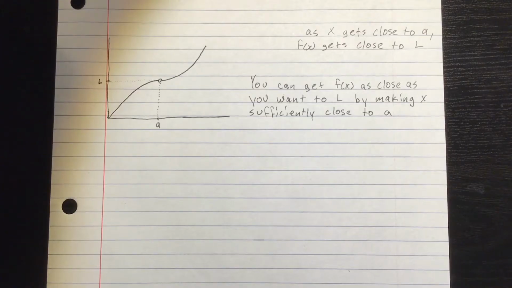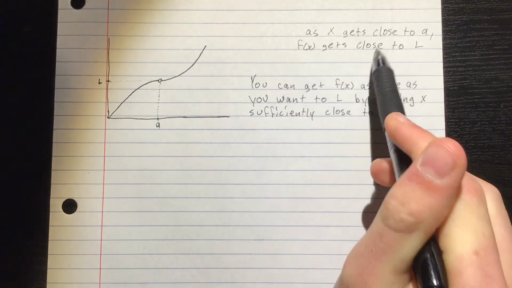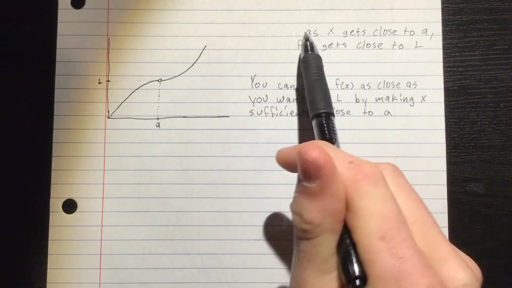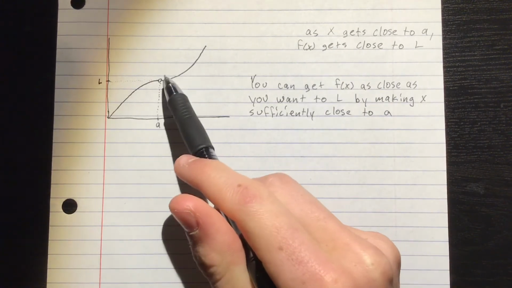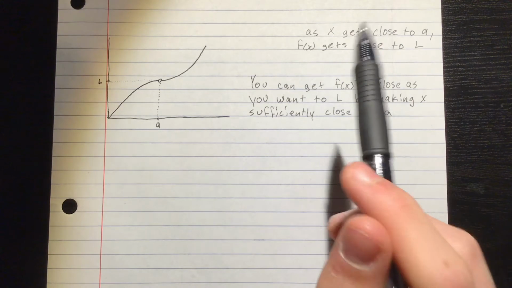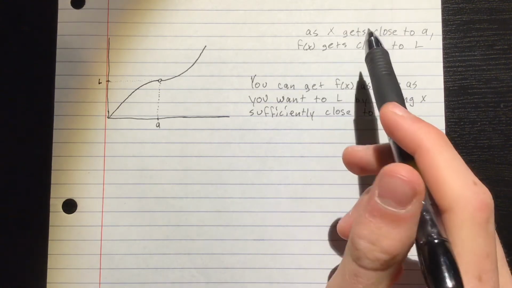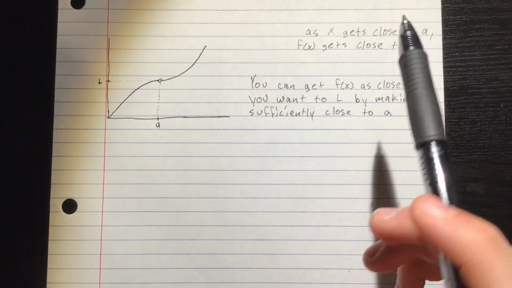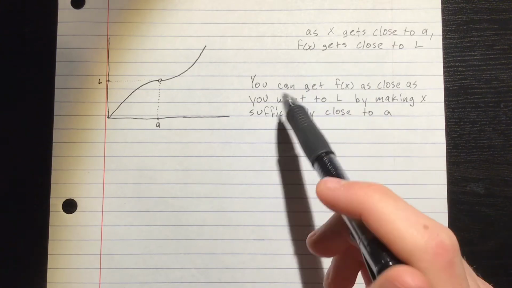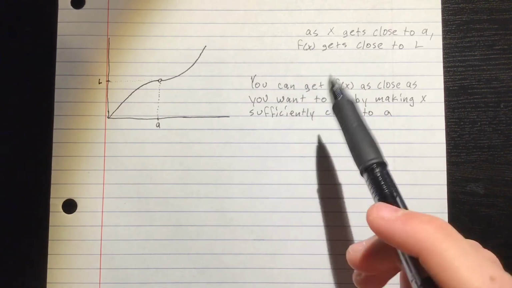Alright, now we're ready to build our understanding of a formal definition of a limit. So, this is our intuitive understanding, right? As x gets close to a, as we get closer and closer to a, y approaches L. That's our intuitive understanding. So we said a limit exists when, as x gets close to a, f of x gets close to L. This is the same thing, but a little bit more wordy.